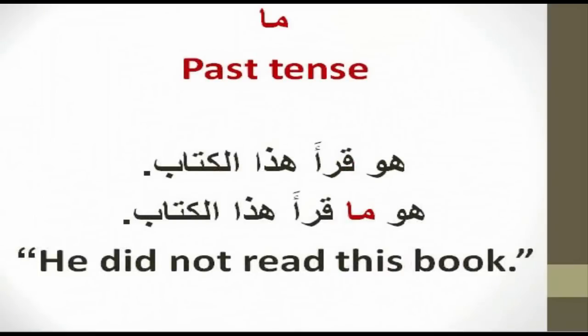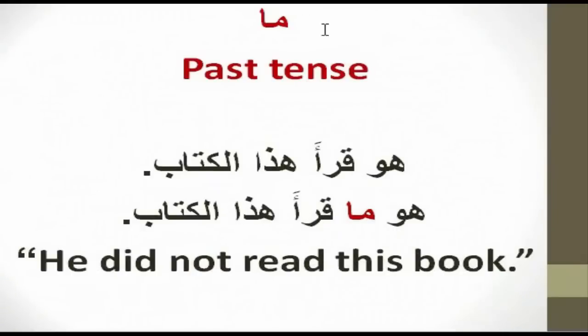The second particle is ma, and ma is used to negate past tense verbs and it must be directly followed by the past tense verb. Let's see the example. Here we have that sentence. هو قرأ هذا الكتاب. He read this book. To change it into negative, because قرأ, which is read, is a past tense verb, we have to use ما and add it before the past tense verb. So it becomes هو ما قرأ هذا الكتاب. He did not read this book.